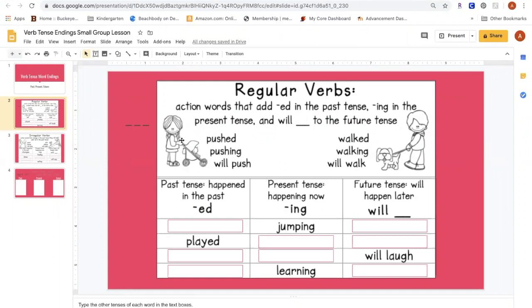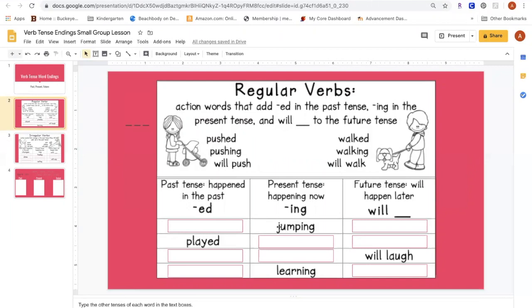If you look, for example, this lady's pushing a stroller. I have 3 words here: pushed, pushing, and will push. Pushed happened in the past. That's like I pushed a stroller yesterday. Pushing, adding the ing, is right now. I am pushing a stroller. So that's present tense. And then will push is the future. I will push the stroller tomorrow. It's going to happen. Does that make sense?